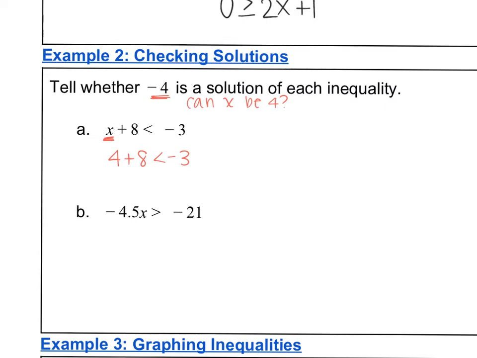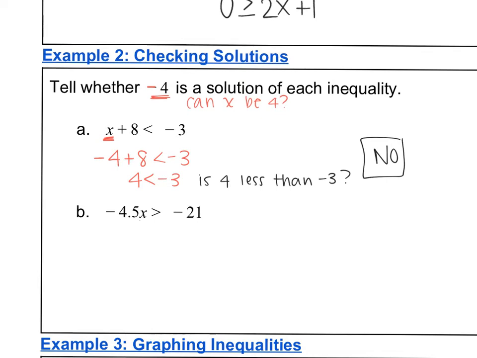Oh, I'm sorry. It says -4 here. I messed up. This should be -4 plus 8. -4 plus 8 is 4. So 4 is less than 3. Now I have to ask myself, is 4 less than 3? No. 4 is not less than 3. So the answer here is no. Because it's not true, that means -4 is not a solution.